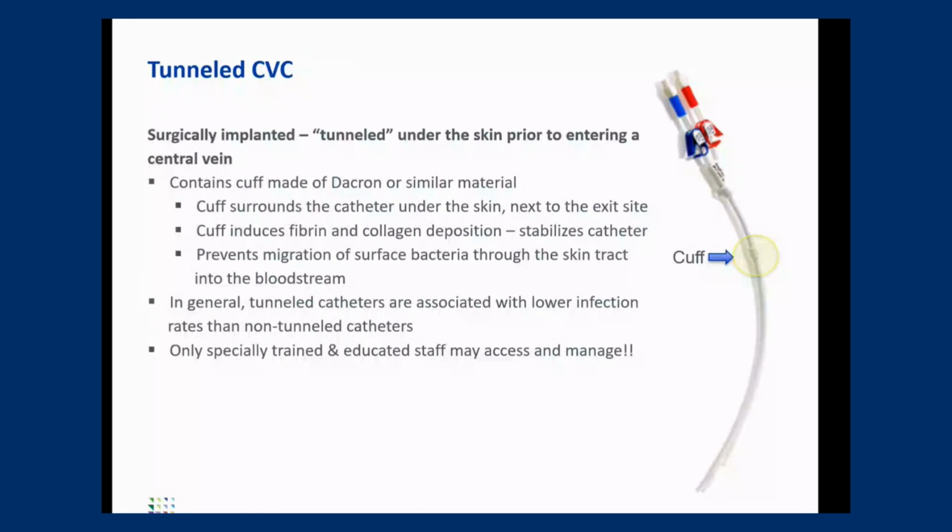Tunneled CVCs, these are surgically placed. They're tunneled under the skin, and basically, these lines contain a cuff. They're made of something called dacron, and basically the dacron is a fibrin and a collagen deposition which helps to stabilize the catheter underneath the skin. Not only does it do that, but it actually helps to decrease the risk of infection. And only specially trained and educated staff may use these. These lines are typically found on 2 colon and 2 DSU on patients that are heart failure that are going to be going home on inotropes.